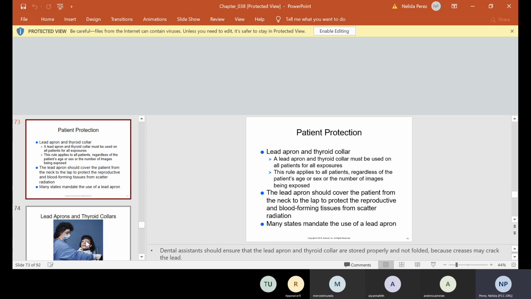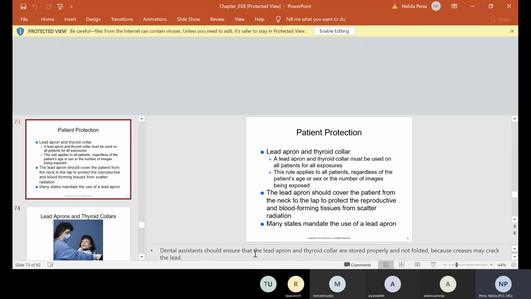Yesterday I showed you it in the lab. A lead apron and thyroid collar must be used on all patients for exposures. This rule applies to all patients regardless of the patient's age or sex or the number of images being exposed. The lead apron should cover the patient from the neck to the lap to protect the reproductive and blood-forming tissues from scatter radiation. And many states mandate the use of a lead apron.